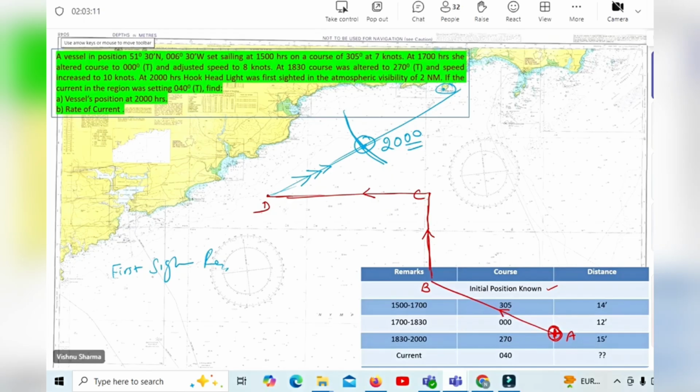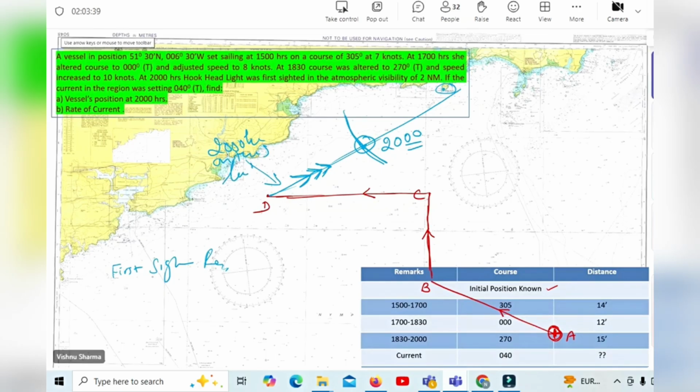Do you agree with me that at 2000 hours, the vessel will be on this blue line somewhere? Yes or no? Because all the legs have been accounted for, including the current. Yes, sir. Will the vessel be at 2000 hours on this line? Yes, sir. Is that okay with everybody? Does everybody agree? Yes, sir.